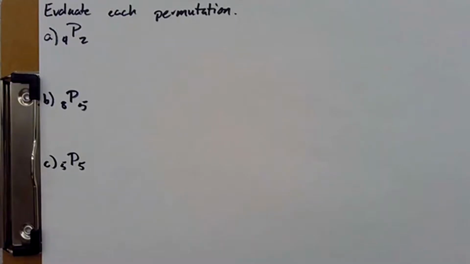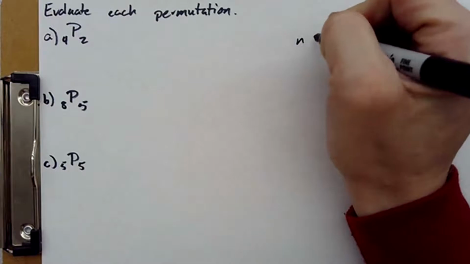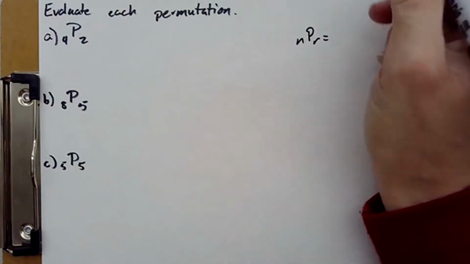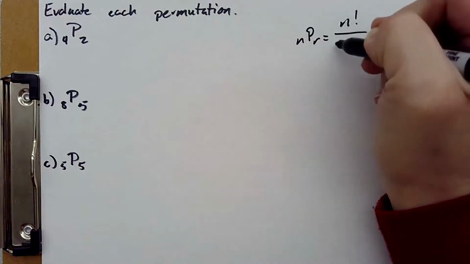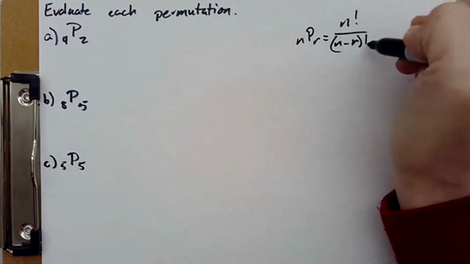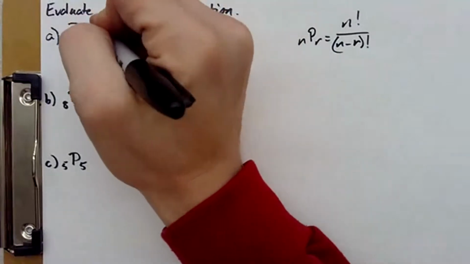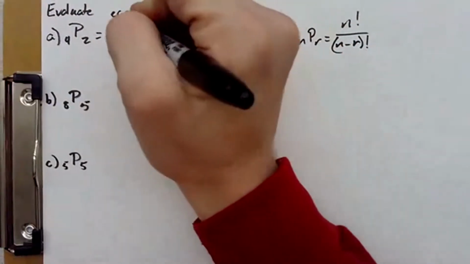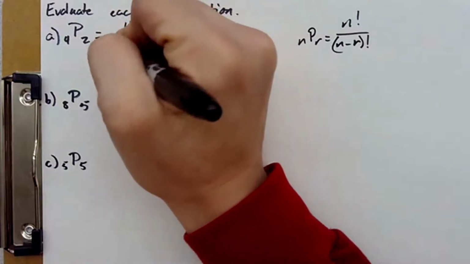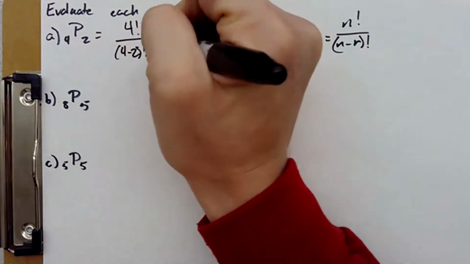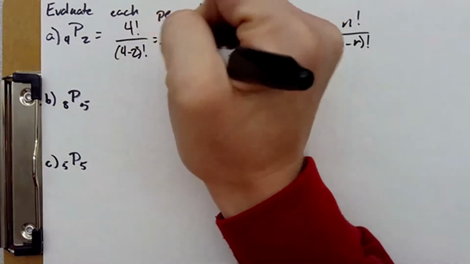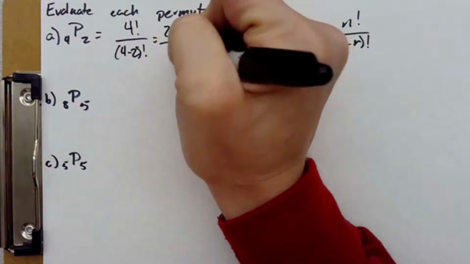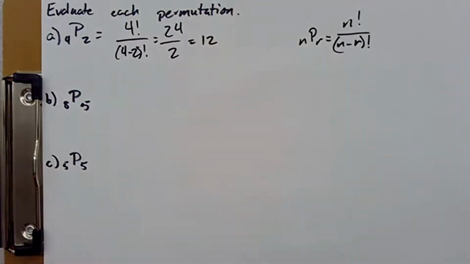In this video, we're going to look at the Chapter 10, Section 3 slides and solve the problems involved there. We're starting here evaluating these permutations. Remember that nPr is equal to n factorial over n minus r factorial. So 4 pick 2 is given by 4 factorial over 4 minus 2 factorial, or 4 factorial is 24, divided by 4 minus 2 is 2, 2 factorial is 2, so that's 12.